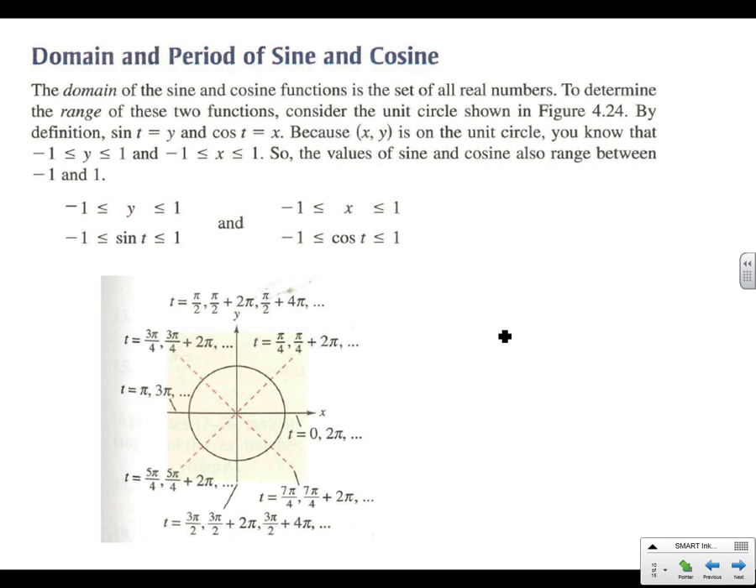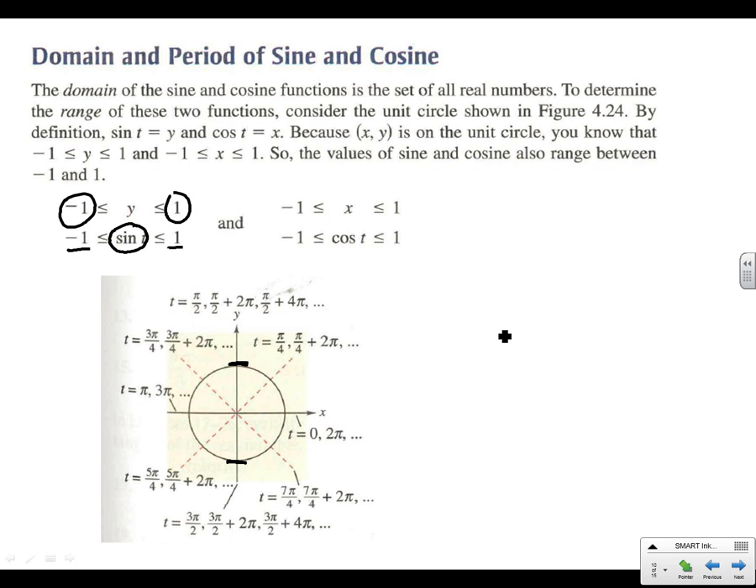But the range is the output, and the range for sine has to be between negative 1 and 1, because the most y value you could get, I'm going to say here and here, the highest and lowest we could ever be on the unit circle is going to be 1 and negative 1, because that's the radius. We can't be farther from the origin than that. That's how long the radius of the circle is.